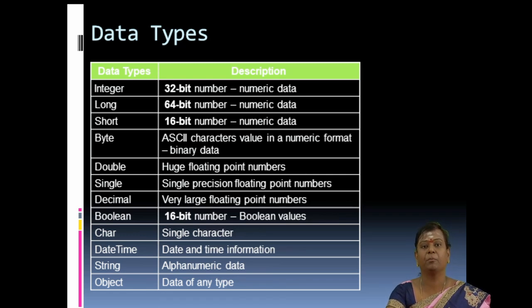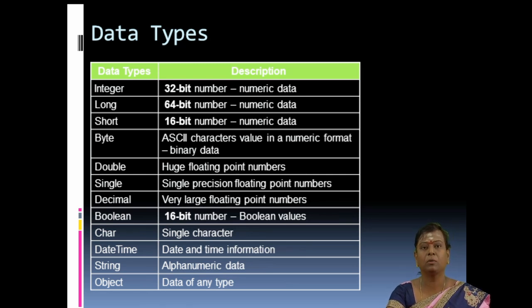Okay, these variables and constants can be declared using data types. That is, for the variables and constants, we have to decide to which data type the values can be assigned. So, for that, let us learn the concept of data types. What are the data types available in .NET? These are the data types: integer, long, short, byte, double, single, decimal, boolean, char, date time, string and object. These differ in the size of the data type.